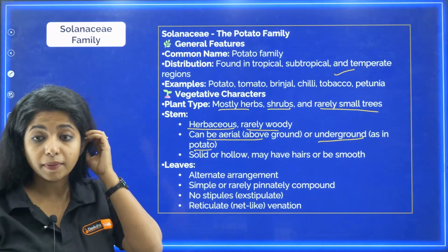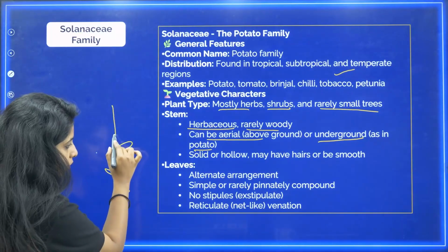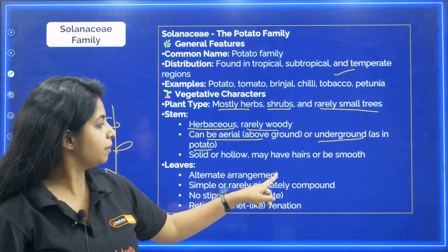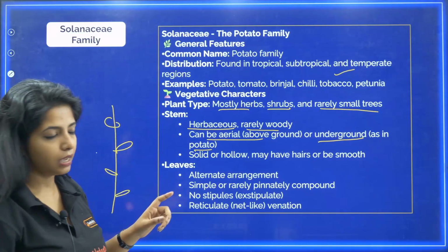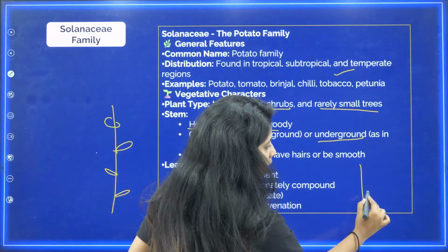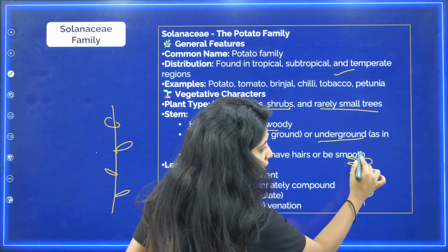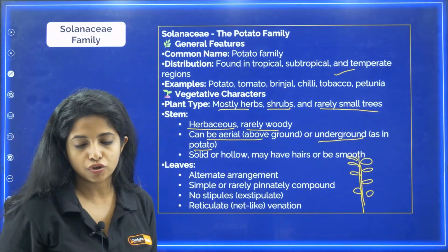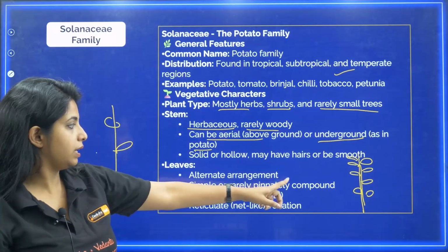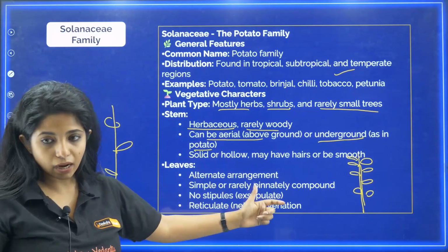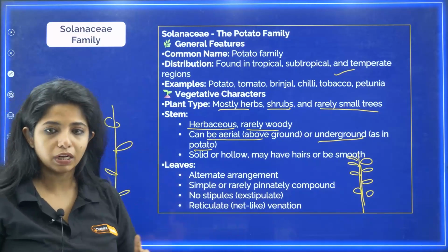Leaves have alternate arrangement, that means on the node, over here, then over here, then over here. Simple or rarely pinnately compound leaves. Pinnately compound, you know, right? The leaflets are like this, with a common axis known as rachis. Mostly they are simple, or rarely pinnately compound, not palmately.